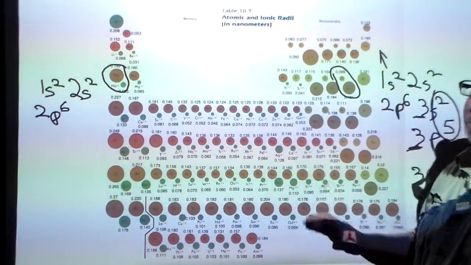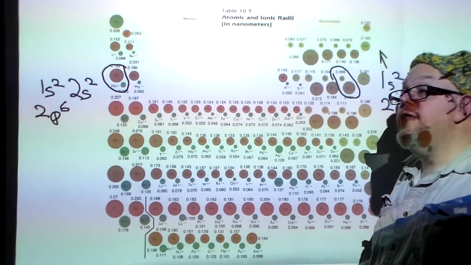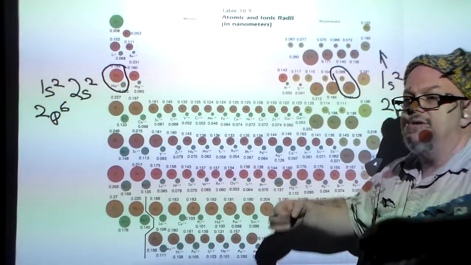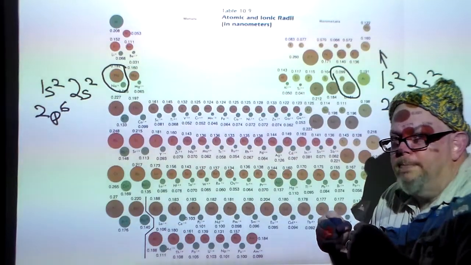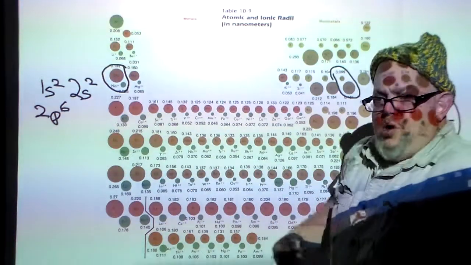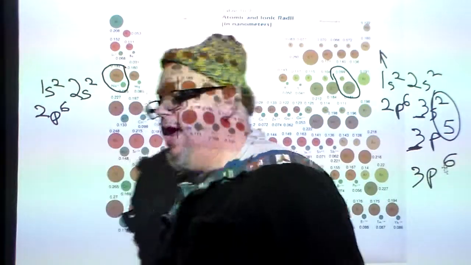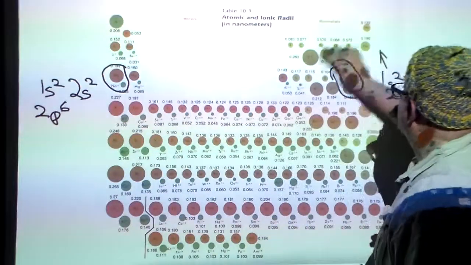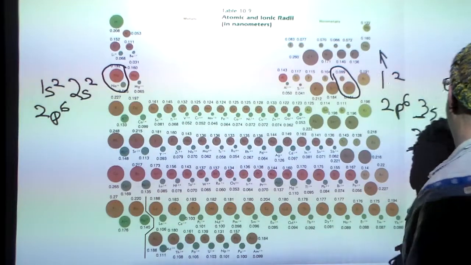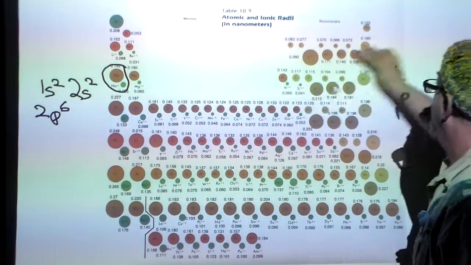So the main idea as a trend: if an atom loses electrons, they become smaller. If an atom picks up electrons, they become bigger. Yeah, exactly. That's the basic idea. So this is another trend that we do see in the periodic table.